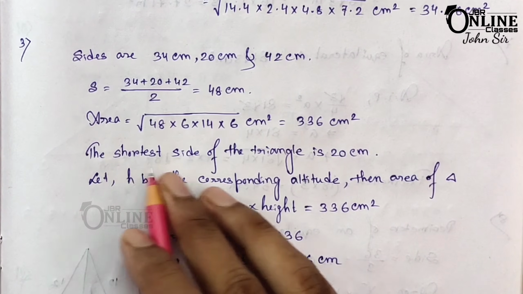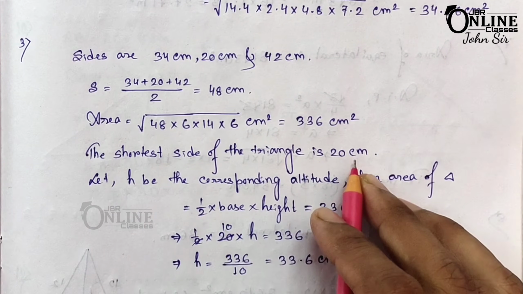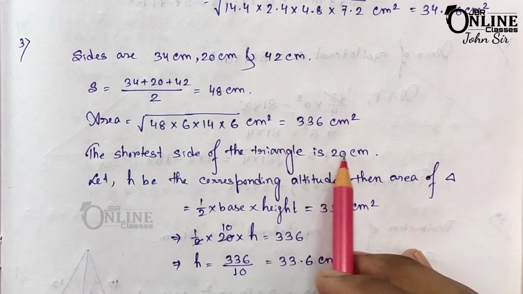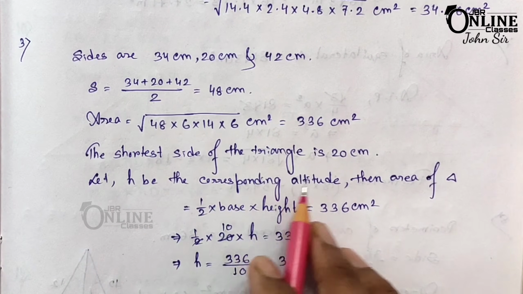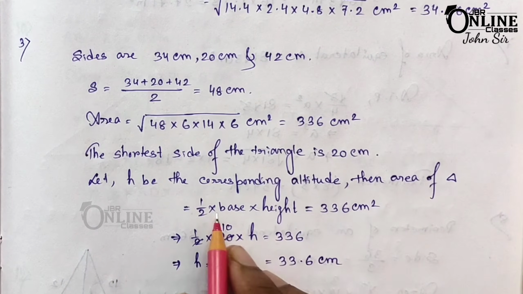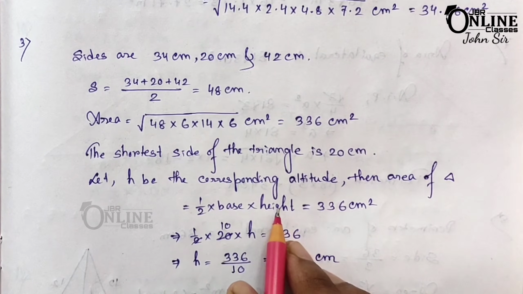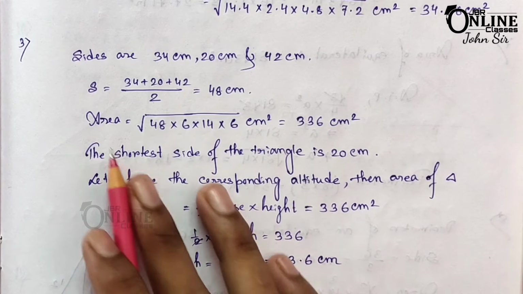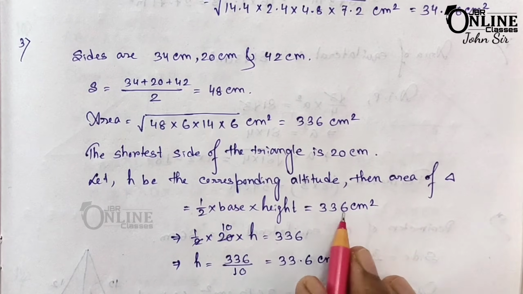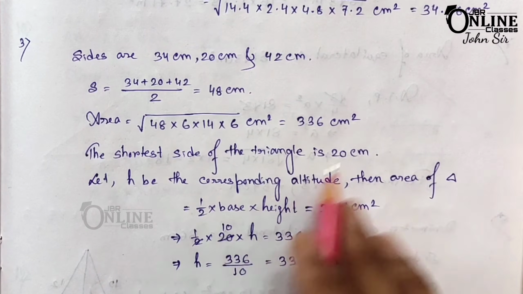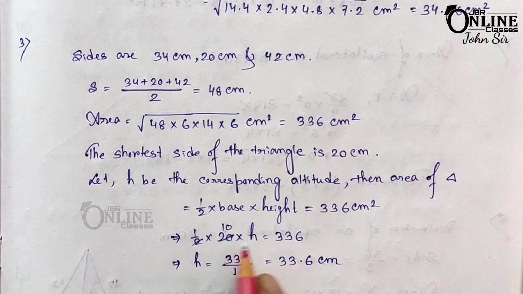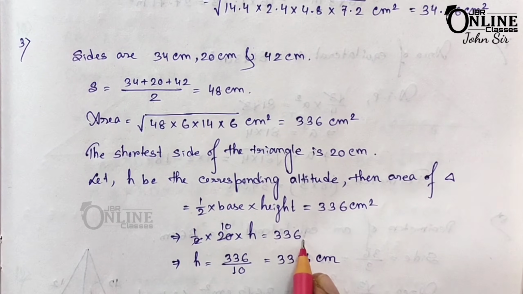Now the next one, the shortest side of the triangle is 20 centimeter. Let H be the corresponding altitude, then the area of the triangle will be half into base into height and you know the value of the area, that is 336 centimeter square. So here base equal to 20, so half into 20 into H, that equal to 336.